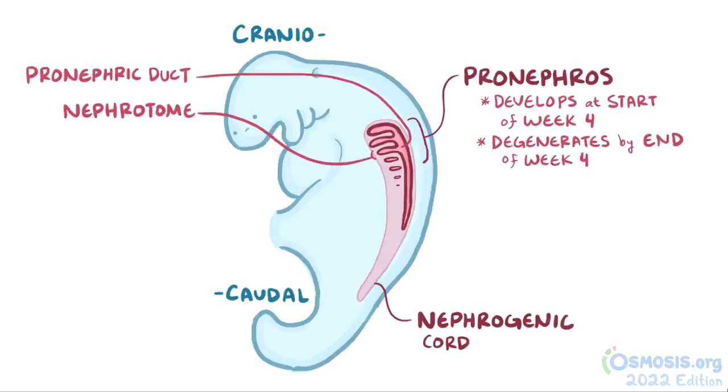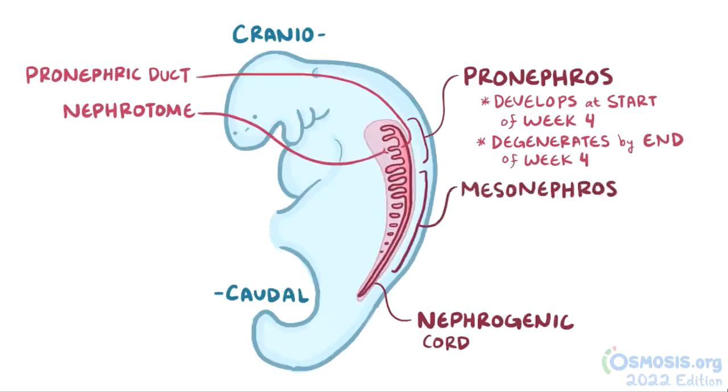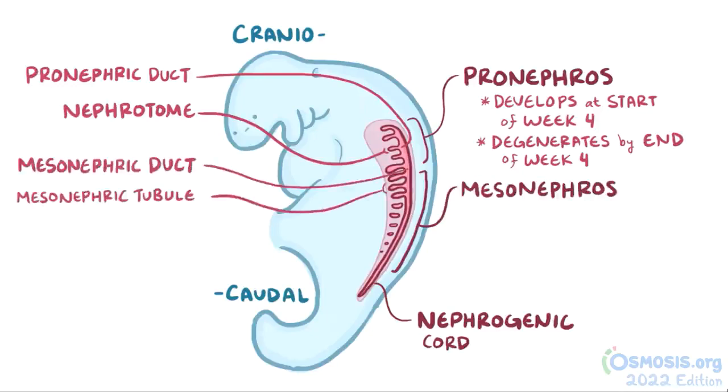Before the pronephros completely disappears, though, a second set of structures called the mesonephros appears in the thoracic and upper lumbar region of the nephrogenic cord. The mesonephros has a mesonephric duct and mesonephric tubules in front of it. The mesonephric duct develops off the pronephric duct, making it longer so that it reaches all the way to the cloaca, which is the last part of the primitive digestive tract. So for a short while, the urinary and digestive systems share a common exit.